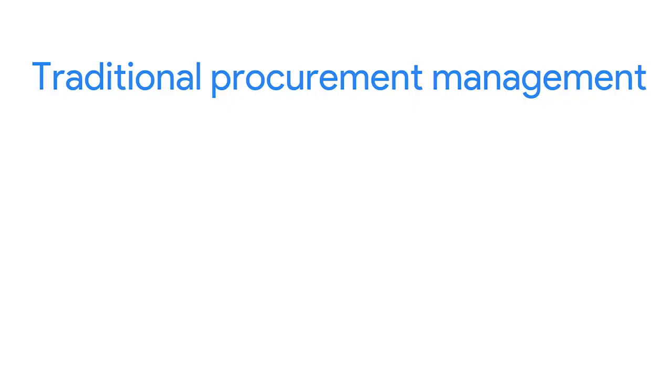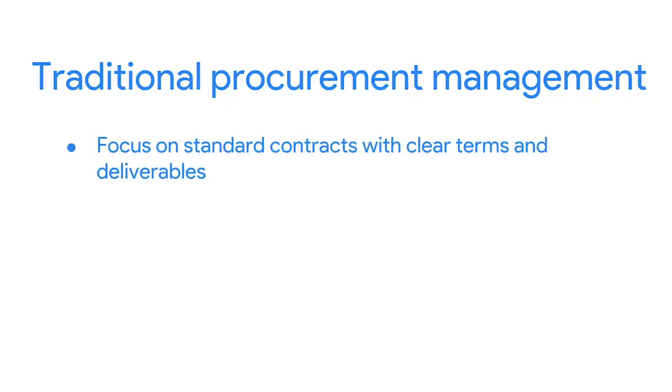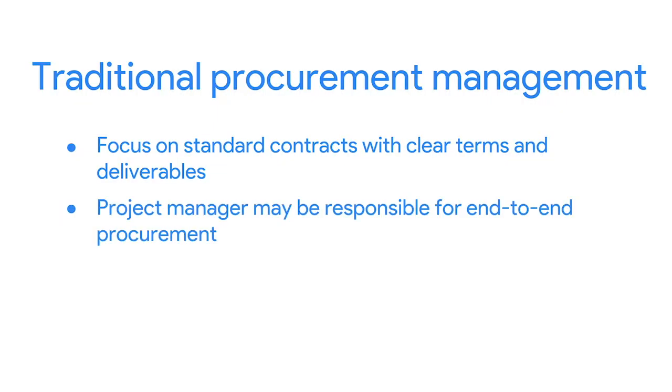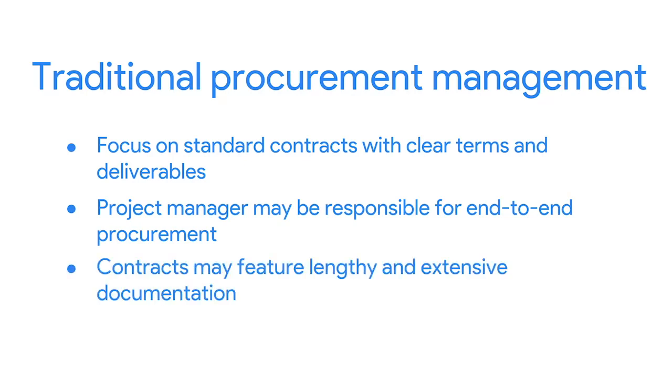On the other hand, traditional procurement management tends to focus on standard contracts with clear terms and deliverables. When it comes to traditional approaches, the project manager may be responsible for end-to-end procurement instead of the entire team providing input. The contracts may feature lengthy and extensive documentation that include fixed requirements and comprehensive detail of the services and deliverables. While this may appear more rigid, the benefit is you've outlined clearer work streams and deadlines. This way, you're much more protected from unforeseen circumstances and may not have to pay for unpredictable changes.